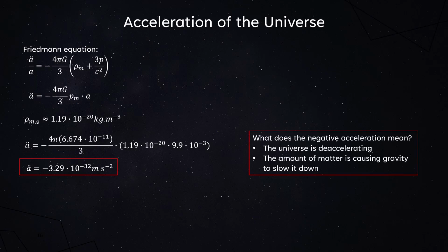What does that negative acceleration mean? Well, it indicates that the universe is decelerating, with gravity slowing the expansion due to matter domination. This deceleration also reflects the strong gravitational influence of matter, consistent with our early findings about the universe's positive curvature and density.